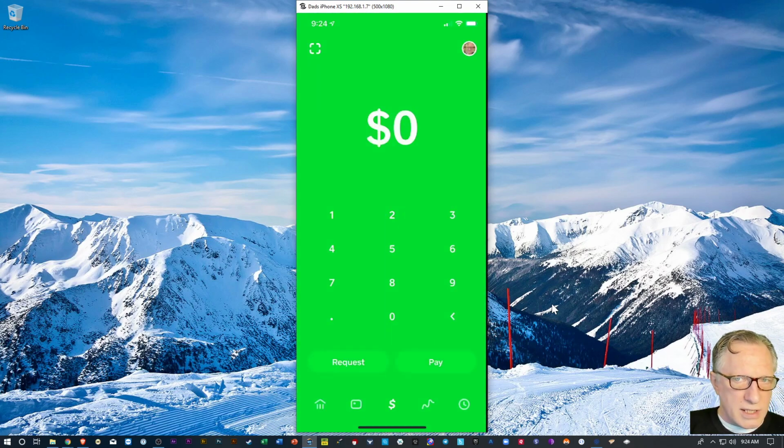You can go into the Cash app and use it to send money back and forth to your friends digitally, right? Anyone that has the Cash app can send and receive money back and forth, right?